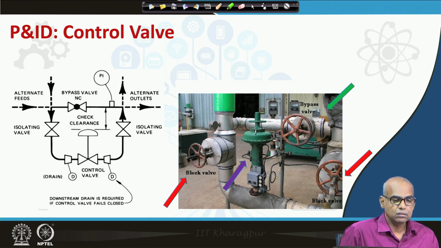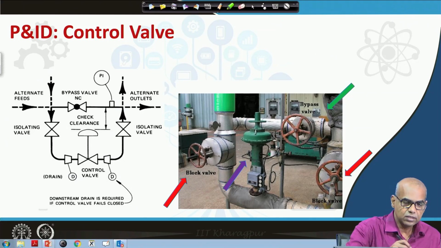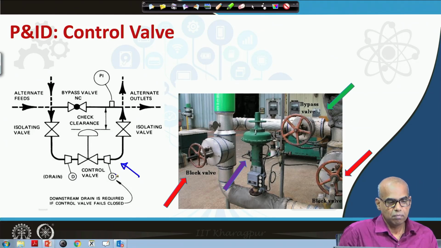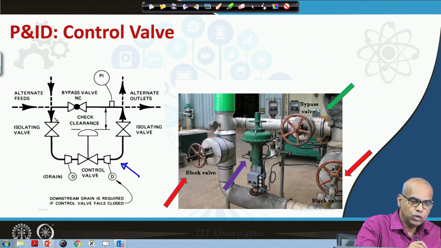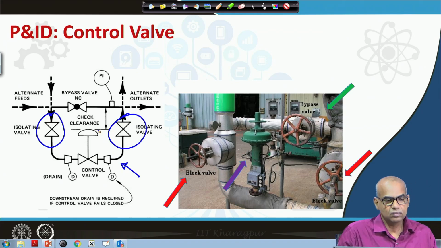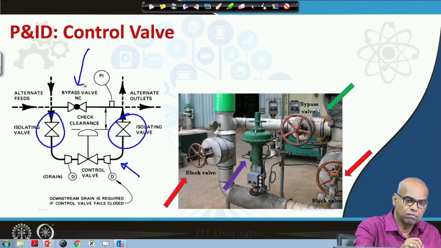What you see is a loop for a control valve. Note carefully that this is the control valve, but then there are two isolating valves and there is a bypass valve.